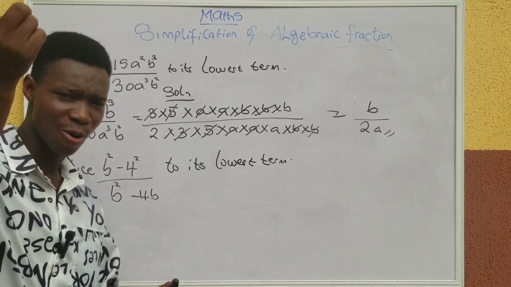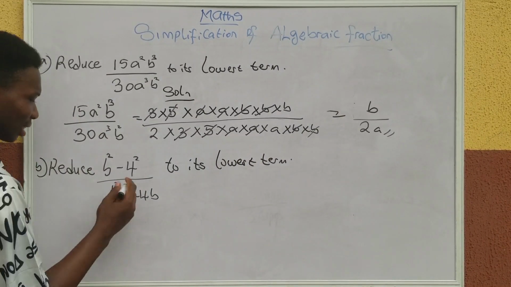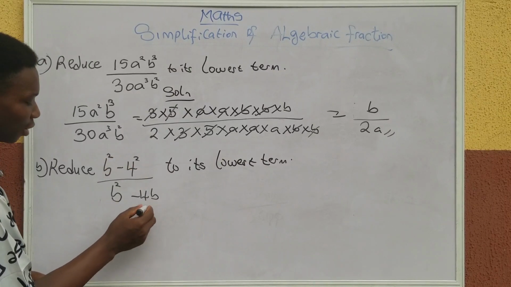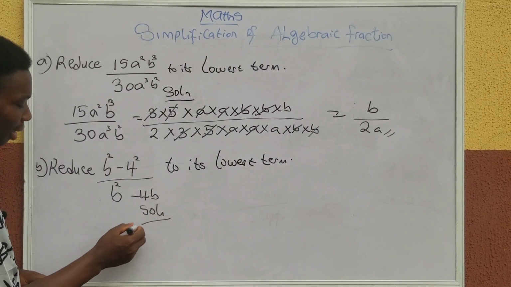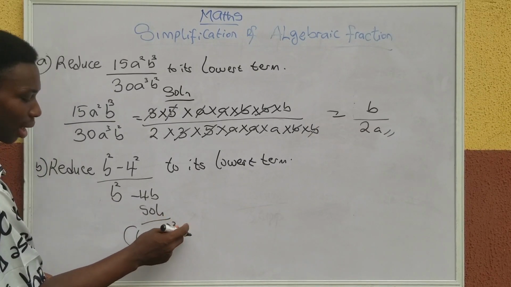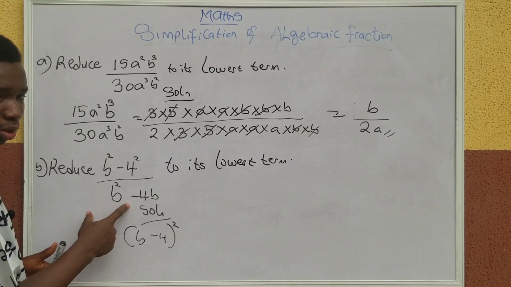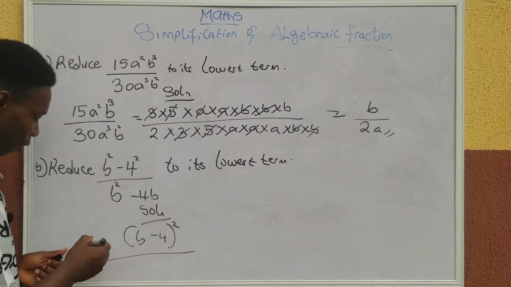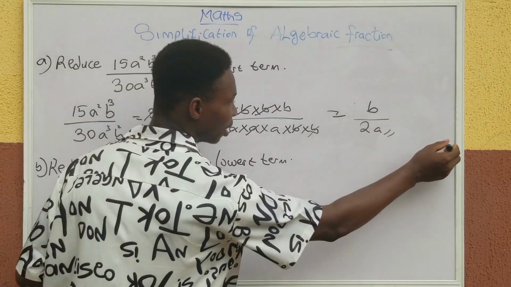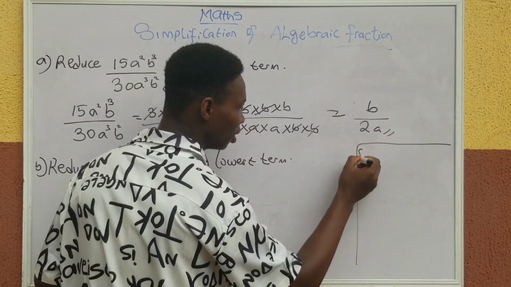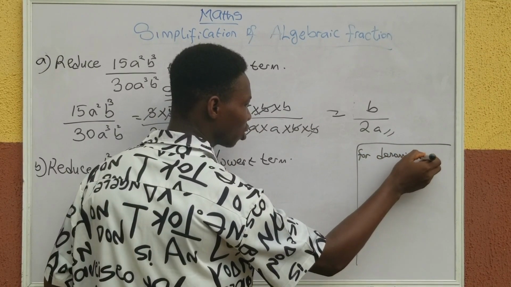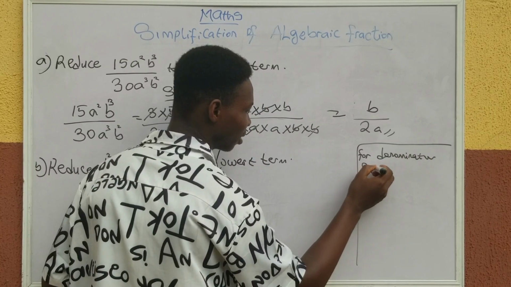How do we solve it? Follow me. Since we are having a square here and a square here, we can put everything inside a bracket as b minus 4, close the bracket, squared. For this denominator, how we advise you is to factorize, and I will state it here. For the denominator, factorize.